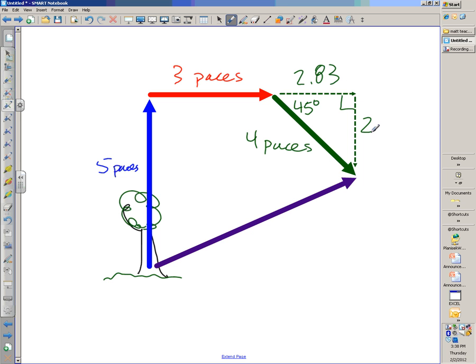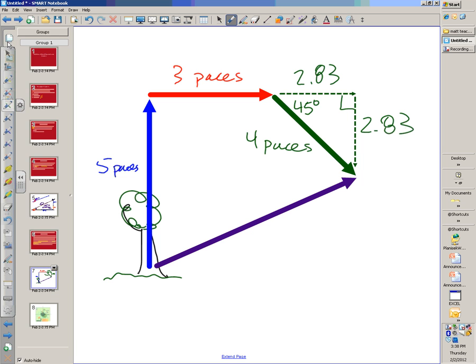If you remember your geometry, hopefully you do, it's a 45-45-90 triangle, so the two sides are the same. Whether you use sine or cosine, it really doesn't matter. You should end up with the same number, and that's 2.83. So we resolved that green vector into its two component vectors.